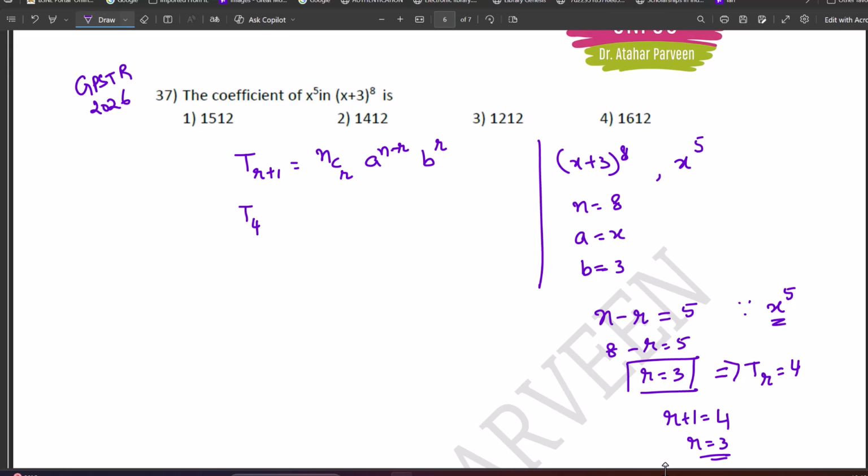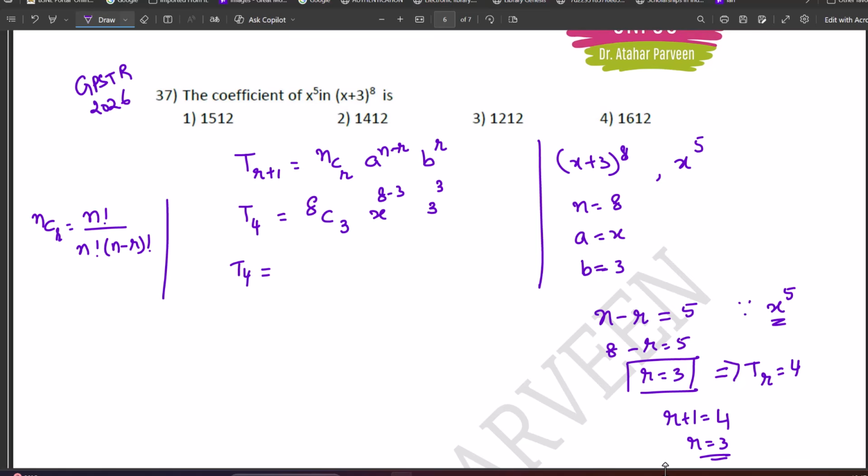Only substituting is the work now. This is T4. What is n? It is 8. What is r? We found out it is 3. A to the 8 minus 3, B to the 3. Right? I will also substitute A and B here, because we already know the values of A and B. So A is x, B is 3. Correct, right? So here what is nCr? nCr is n factorial by r factorial into n minus r factorial. Right? So that I will apply here.